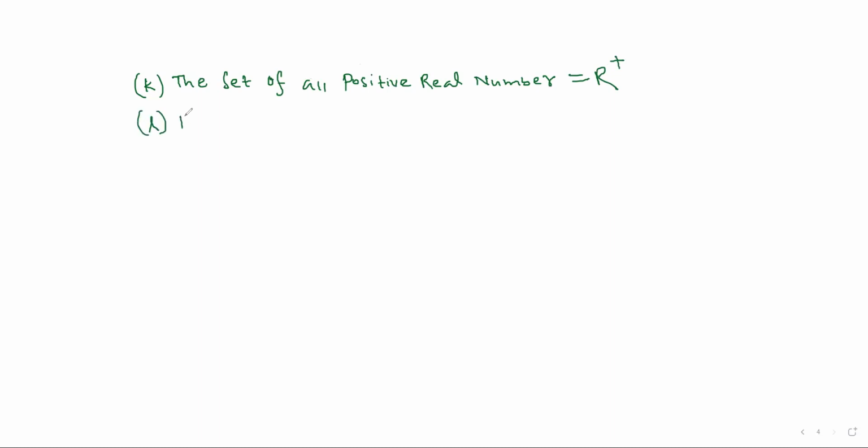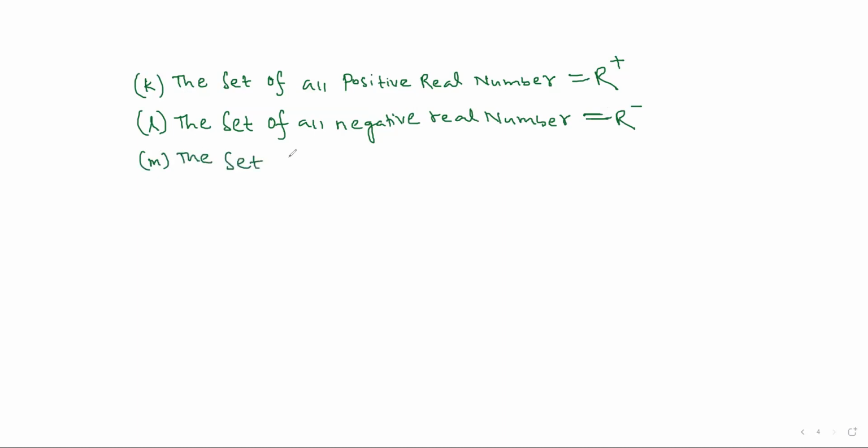Next is the set of all negative real numbers. This is simply R minus. Next is the set of all irrational numbers. So basically, you know very well R minus Q. If you subtract rational numbers from real numbers, what is this? R minus Q means this is called irrational numbers.